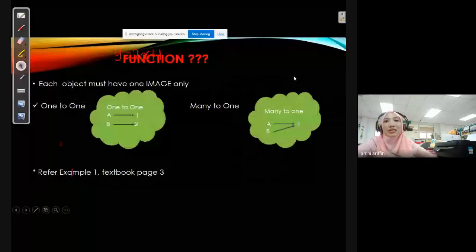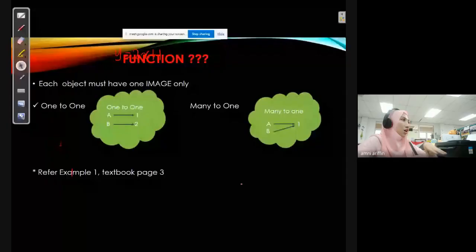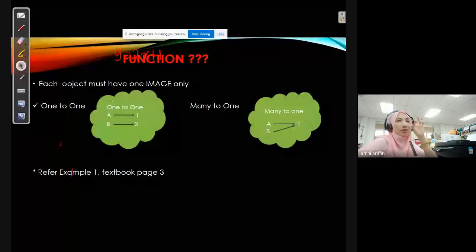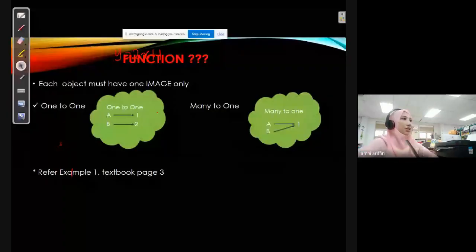Okay, so what is exactly the meaning of function? Sekarang ni apa sebenarnya yang dikatakan sebagai function, which is each object must have one image only. So kamu kena faham dalam tajuk function ni, when you see the word function, kamu kena faham one object, one image. Itu kalau tadi, so this is not a function lah, sebab one to many. So this is not a function.